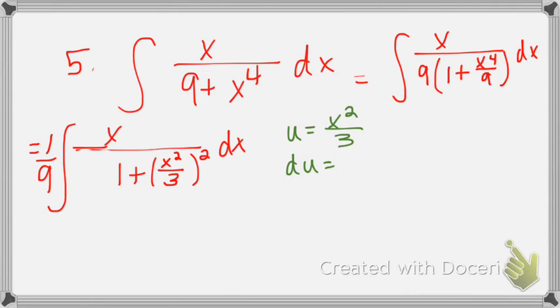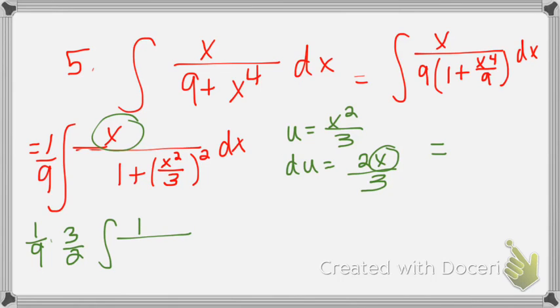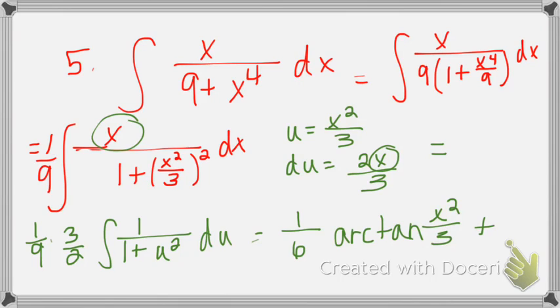So du is 2x over 3. And you see how that x, I need that x for the du? That's why that x is there. So just because there's an x doesn't mean it's u substitution only. But I needed it there because of the du for the arctan. So then what is the fraction on the outside? So 1/9 times 3/2 times the integral 1 over 1 plus u squared, which is 1/6 arctan of x squared over 3.